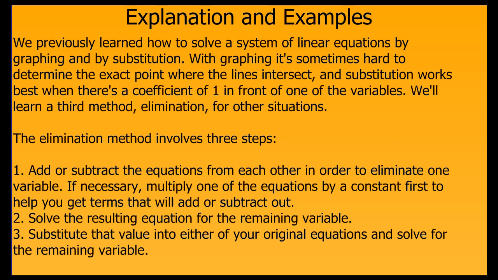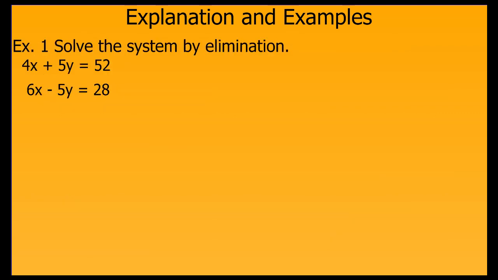The elimination method involves 3 steps. We add or subtract the equations from each other in order to eliminate one variable. If necessary, we multiply one of the equations by a constant first to help you get terms that will add or subtract out. The second step is to solve the resulting equation for the remaining variable. Then finally, we substitute that value into either one of our original equations and solve for the remaining variable. That may sound confusing, but it makes sense once you see an example. So let's look at some examples.